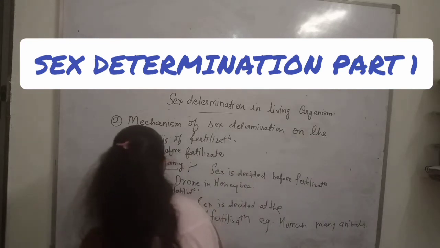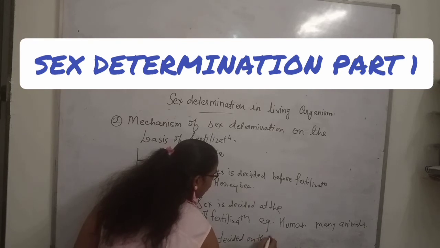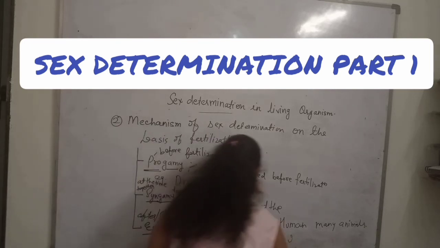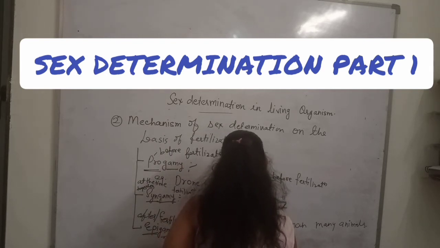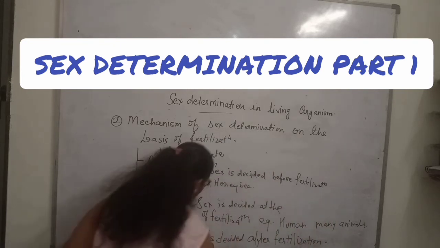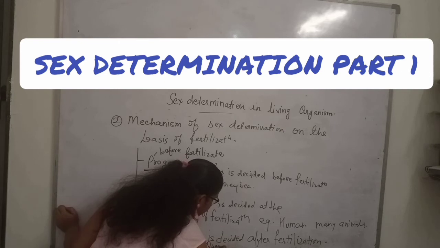Okay. Epigamy: sex is decided on the basis of, sex is decided after fertilization. Then it is called epigamy. Example, queen in honeybee. It is epigamy.